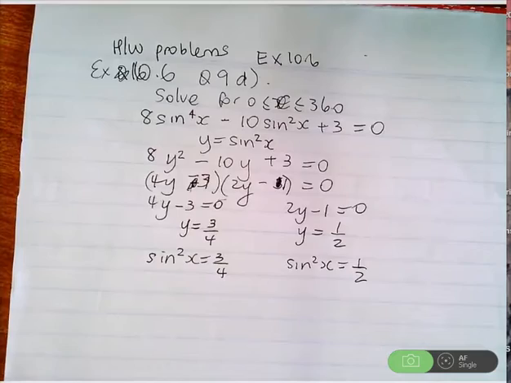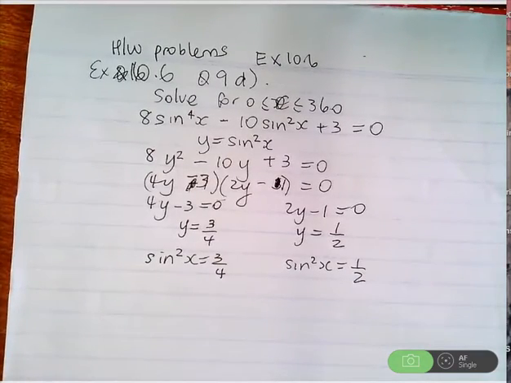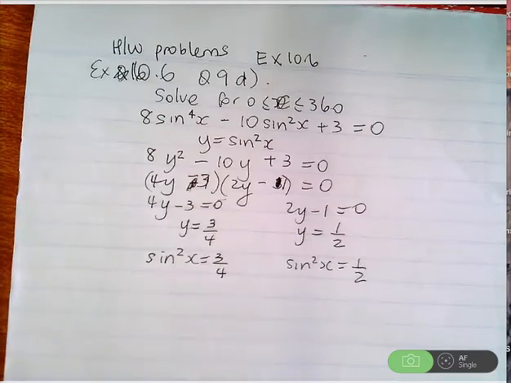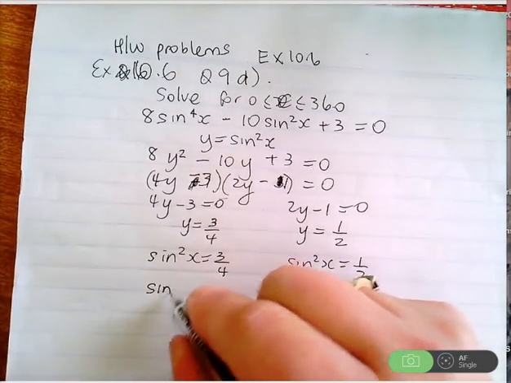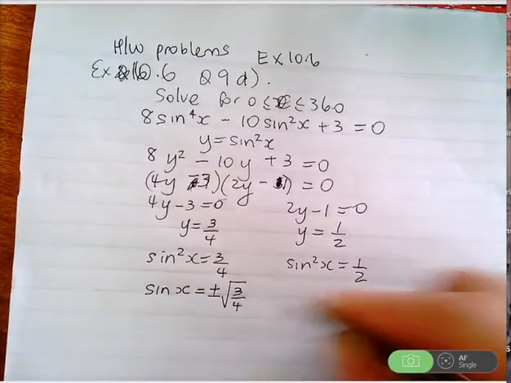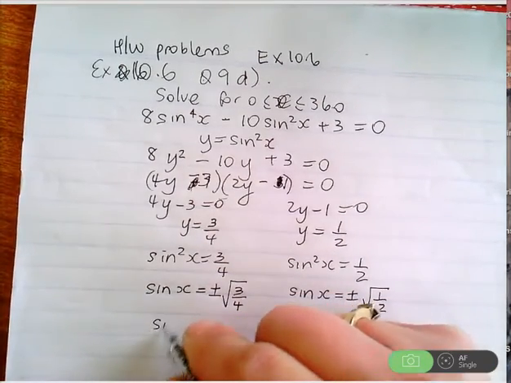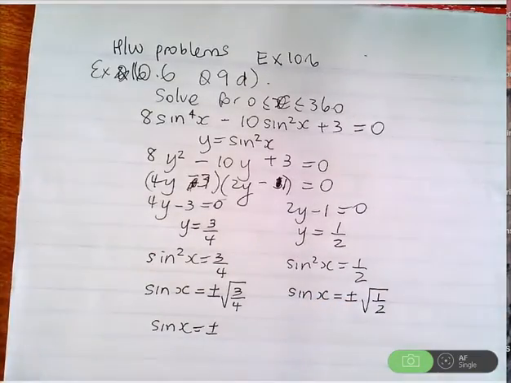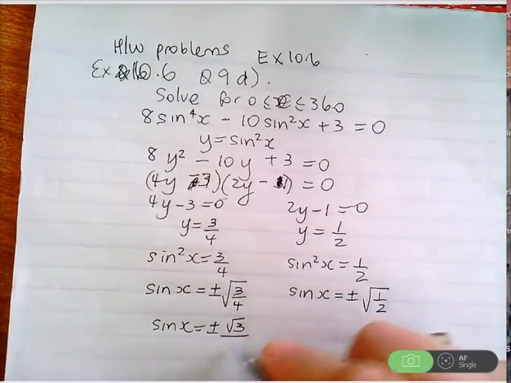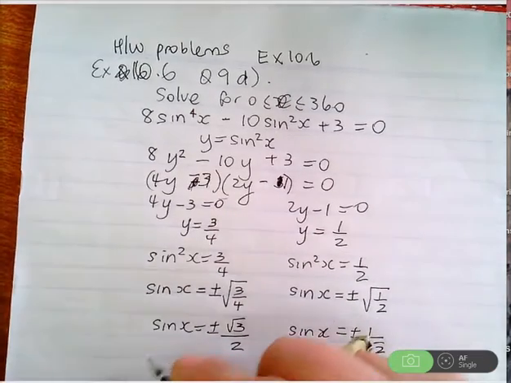Girls, you know when we do those 3 steps, acute angle, quadrants, and answer? You can't solve with sine squared x, it has to be sine x. So you need to get rid of the squared. Sine x is plus or minus the square root of that. Root 3 on 2. Sine x is plus or minus 1 on root 2.